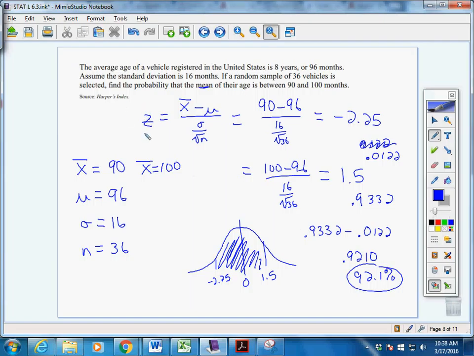Here are your takeaways. Use your formula. Identify the variables. Plug them into the formula. Once you do that, what you found is a z-value. Use your chart to correlate the z-value to the area or probability that it matches up with in your table.